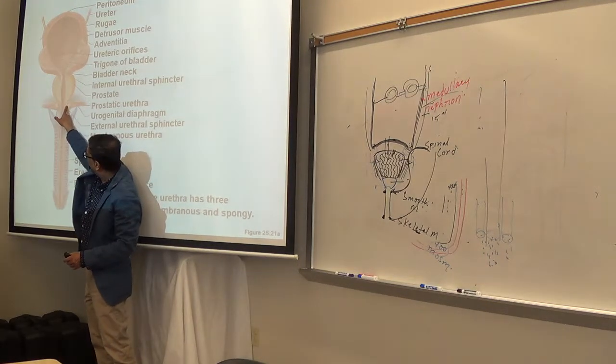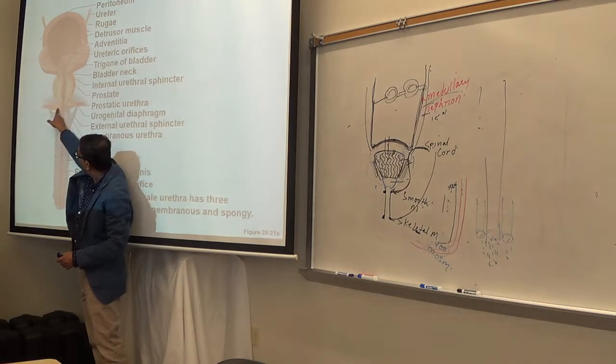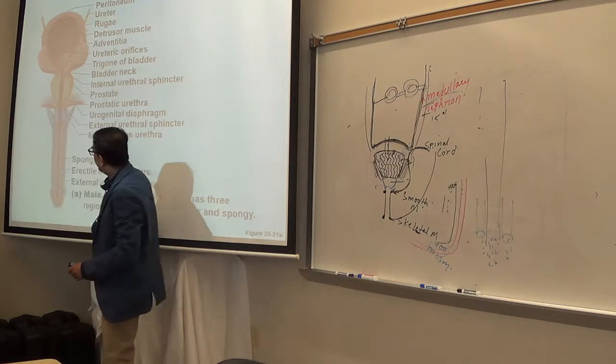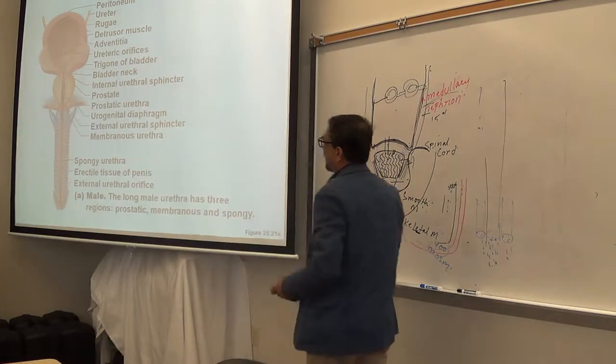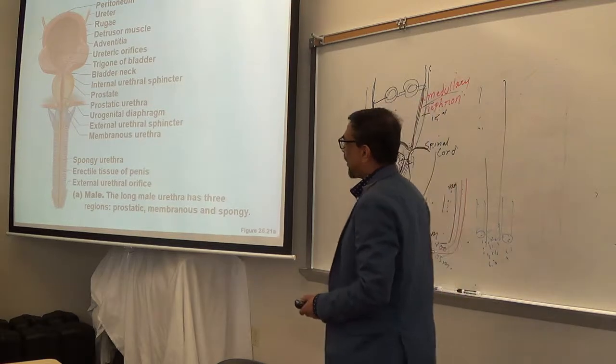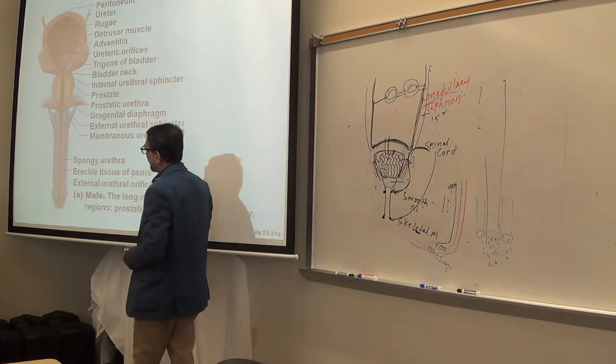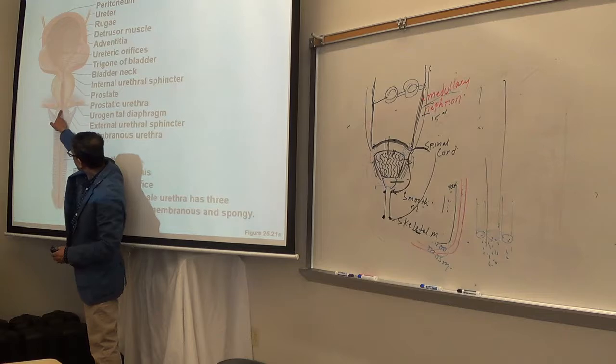And in the urogenital diaphragm, you have those tiny glands that secrete mucus to keep the urethra slippery, the wall slippery.